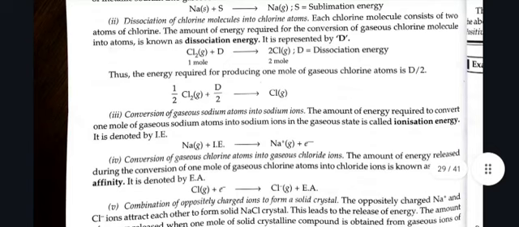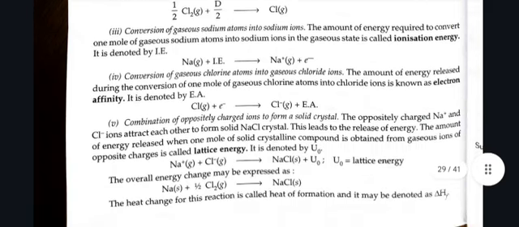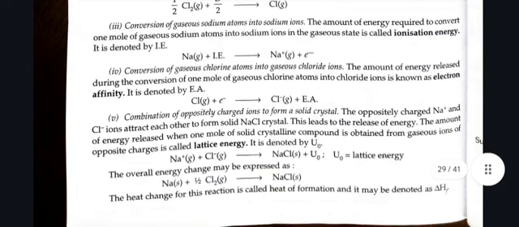Conversion of gaseous chlorine atom into gaseous chloride ions. The amount of energy released during the conversion of 1 mole of gaseous chlorine atom into chloride ion is known as electron affinity. It is denoted by EA. Combination of oppositely charged ions to form solid crystal. The oppositely charged Na+ and Cl- ions attract each other to form solid NaCl crystal. This leads to the release of energy.